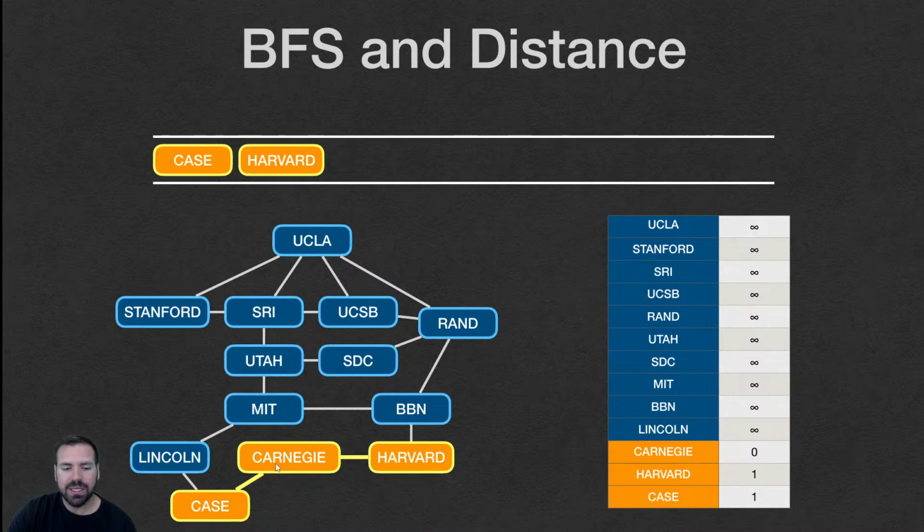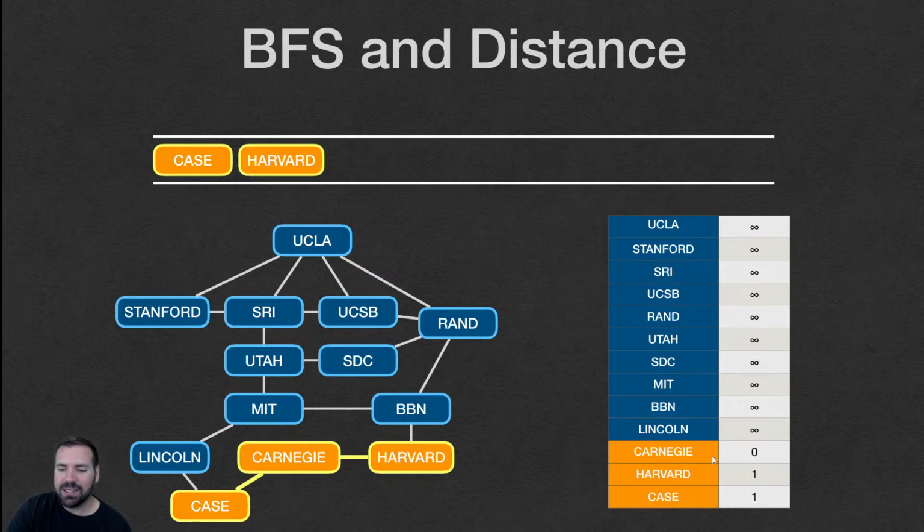For each one of those, you're going to ask this data structure, Case, have you been explored yet? And that data structure is going to say, nope, I've never seen Case before. And you're going to say, well, you have now. Since it hasn't been explored, you're going to add Case to your explored data structure. You're going to enqueue Case. And then you're going to go to your hash map of distances and say, Case's distance is the distance of the node that discovered it plus 1.